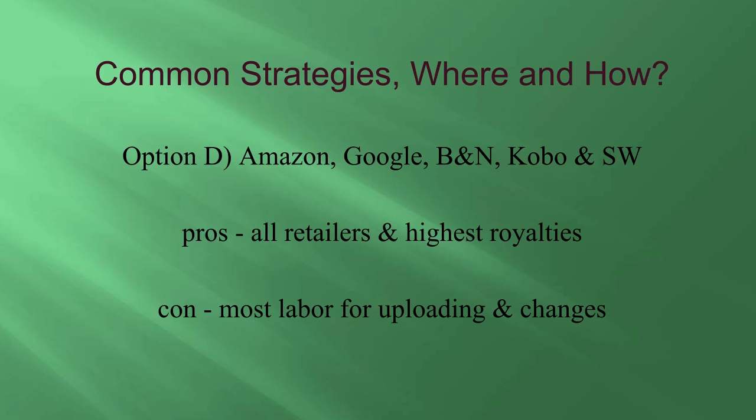Another option is uploading to as many retailers directly as possible. So instead of just Amazon and Google, also uploading directly to Barnes & Noble and Kobo, and then using Smashwords as your distribution channel. This way you get all the retailers covered and you'll make the highest royalties. Unfortunately, it's the most labor for uploading in the first place, and then if you ever make changes like fixing a typo or adding something to your book later, you'll have to make those changes to every single retailer and to Smashwords also.